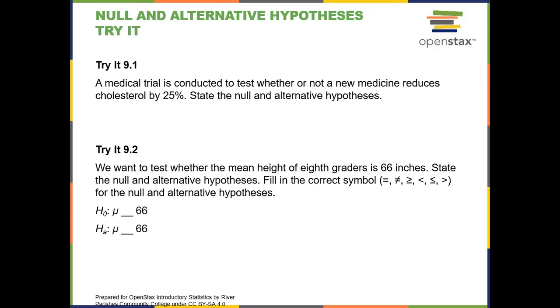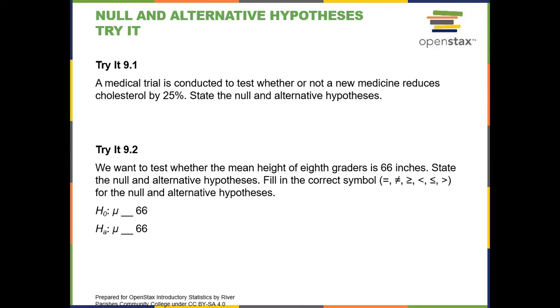A medical trial is conducted to test whether or not a new medicine reduces cholesterol by 25%. State the null and alternative hypotheses. Reduces by 25%. Alternate: p greater than 0.25. Null hypothesis: p less than or equal to 0.25. It can also be null hypothesis p equal to 0.25, alternate p not equal to 0.25.